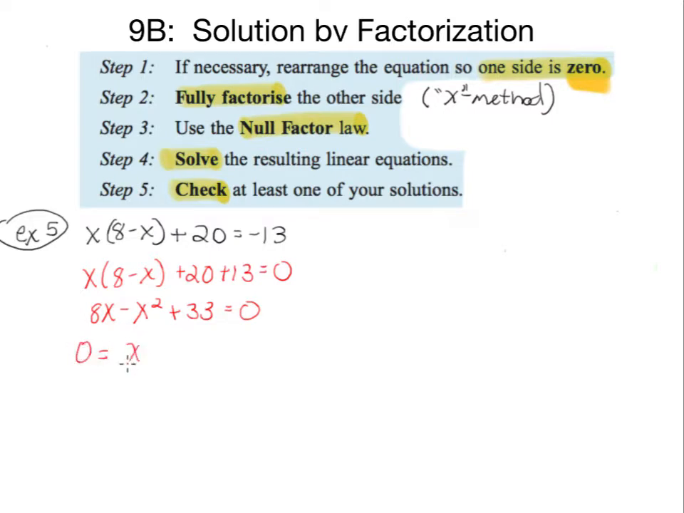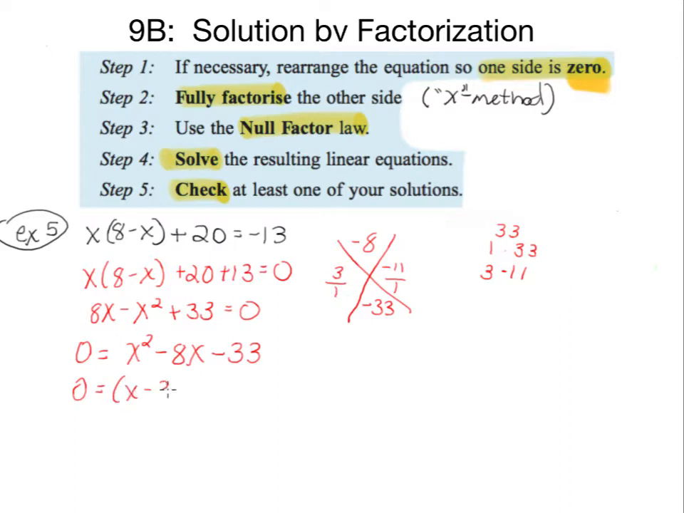Wait, my x squared term is negative. So we need to move everything to the other side of the equation, doing the opposite operation. So I have 0 is equal to x squared minus 8x minus 33, which I'm going to solve by using the x method, which gives me the two factors x plus 3 times x minus 11. Using our null factor rule, set each of those equal to 0. In solving the first one, I get x equals -3, and the second one, I get x equals 11.